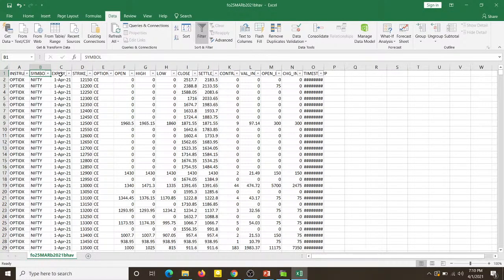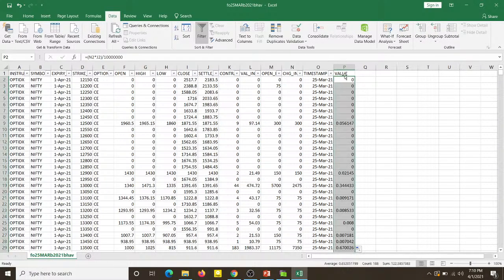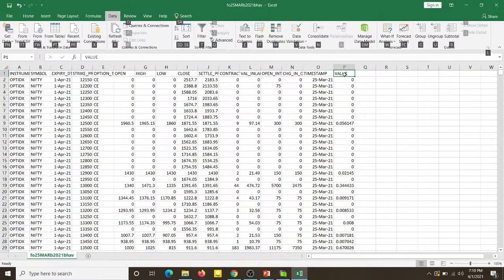Fine. So this is what we have for 1st April expiry Nifty options. This is the complete data that you can see, right? So now what we are going to do is we will add a new column called value, right? And we'll multiply the change in OI column, which is column N, into the settle price, and we'll want to see the value in crores, right? So we'll just divide it by 1 crore, right?